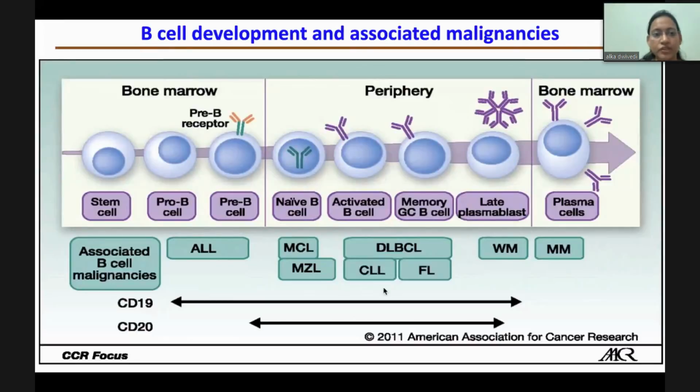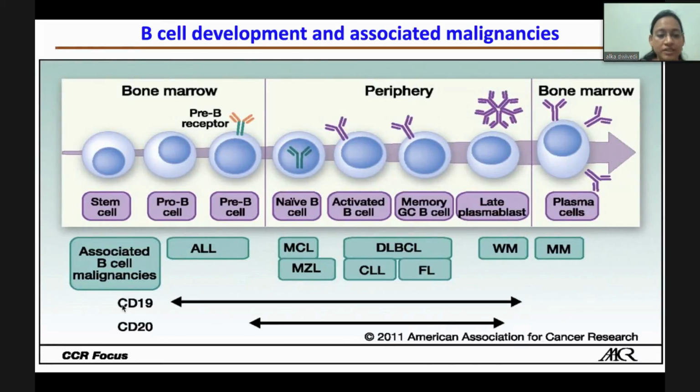Here, if we see B cell development and its associated malignancies, this is the development stage of B cells, from the bone marrow to the periphery and then again to the bone marrow.